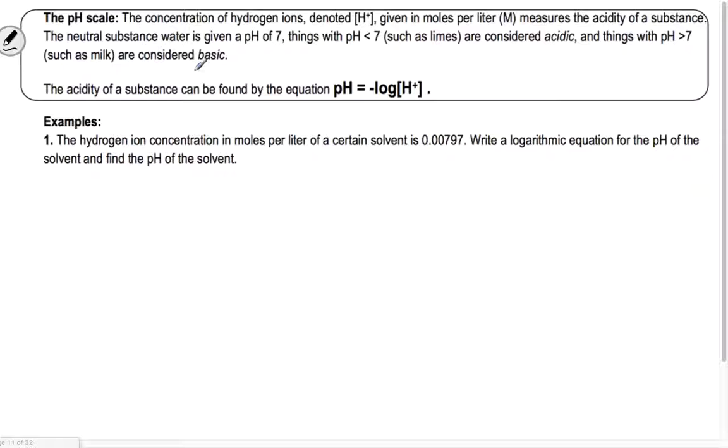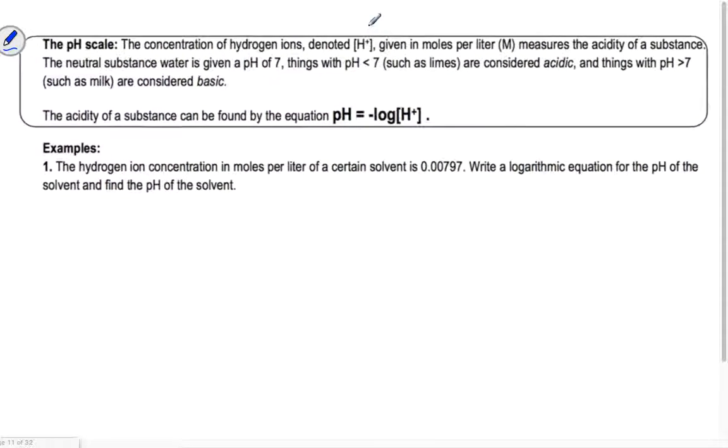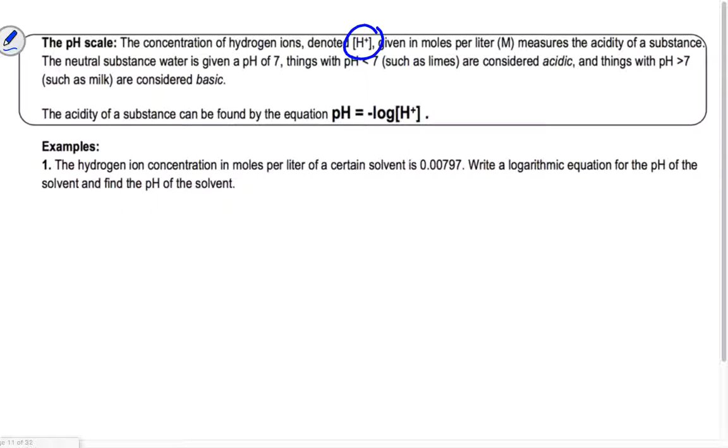So this one says a pH scale. The concentration of hydrogen ions, which we write as H+, given in moles per liter, measures the acidity of a substance. Do you guys remember the neutral substance is water? Do you know what water has a pH of? 7. Okay, so anything more than 7 is going to be a base. Things like milk are a base. That's why we drink milk or have Tums when our stomach is acidy. Anything that's less than 7 is going to be an acid.